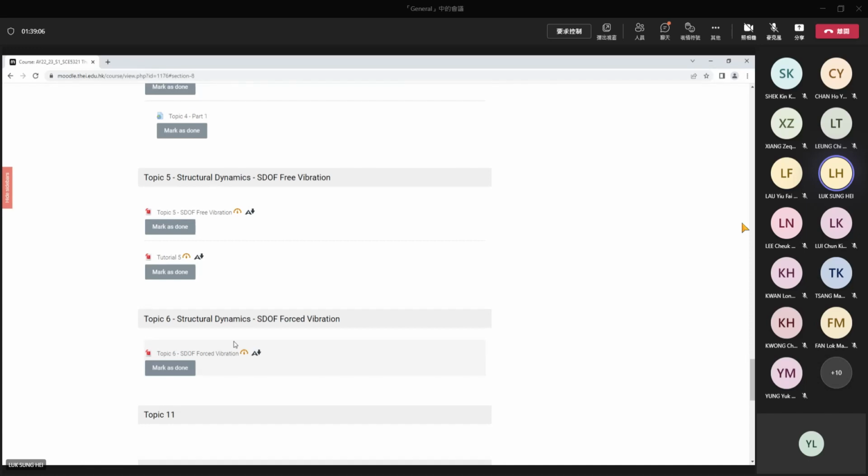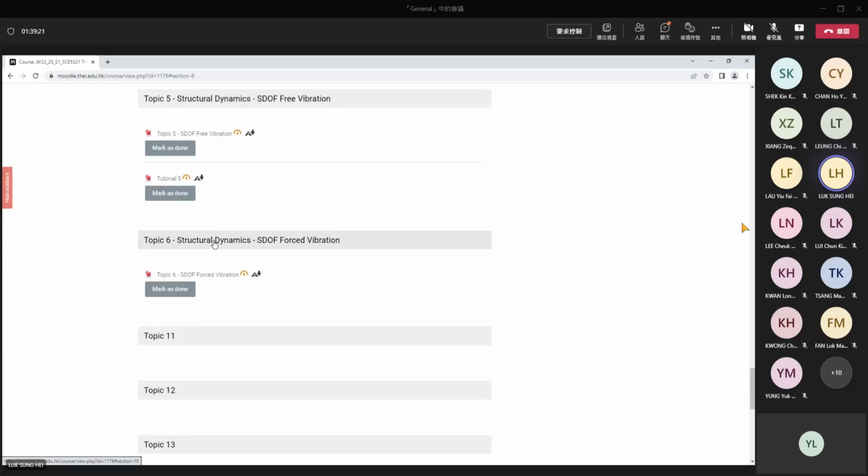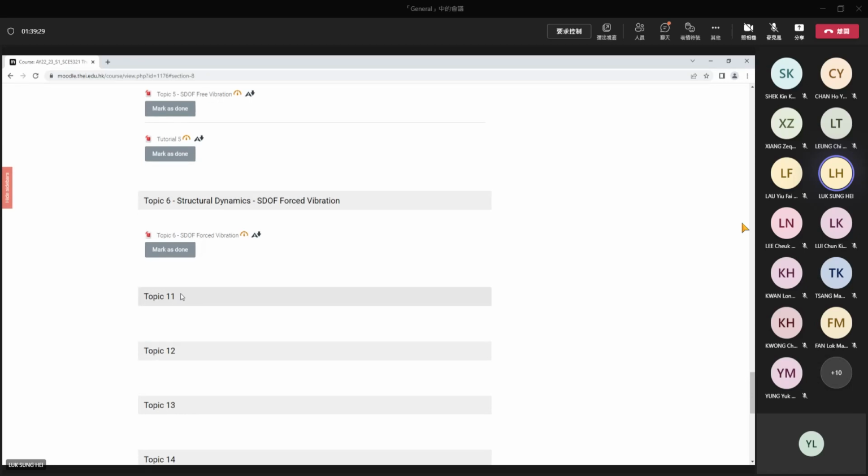Starting from topic 5, we will try to handle different scenarios, how to solve a system under loading, sine force, cosine force, arbitrary loading. We will discuss case by case. That's why I divided them into different topics. Topic 5, we will discuss the simplest scenario, free vibrations. And then the next topic, topic 6, we discuss forced vibrations if there is applied loading on the structures of a single degree of freedom system. And then topic 7, I will upload today. Topic 7, we will handle a system under arbitrary loading, just like earthquake.